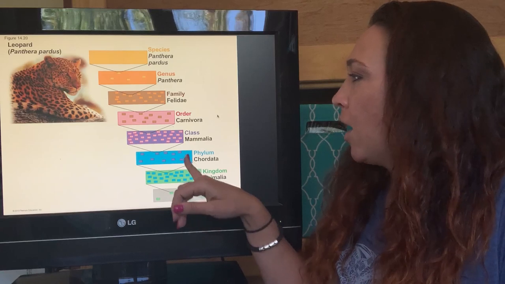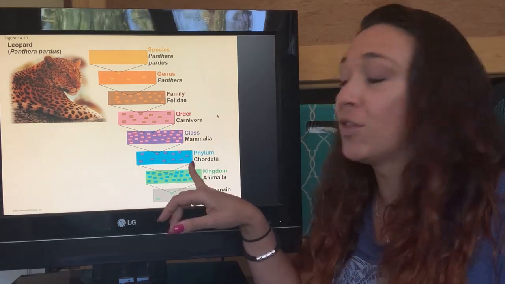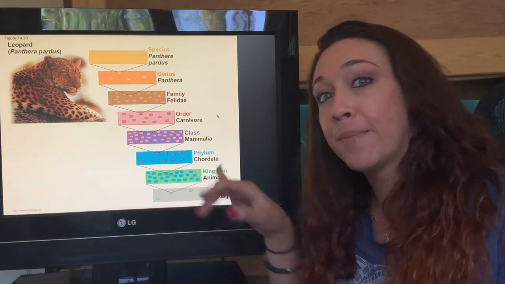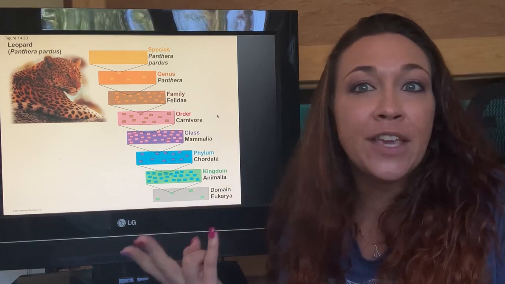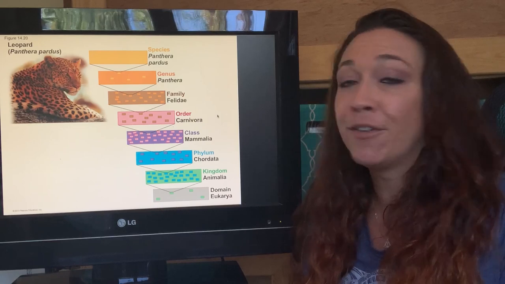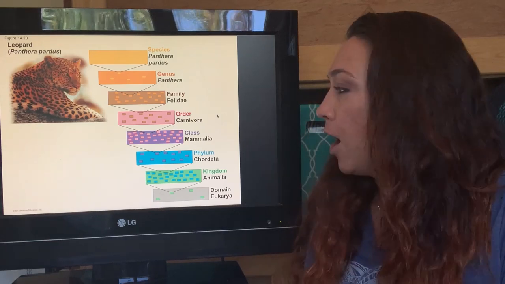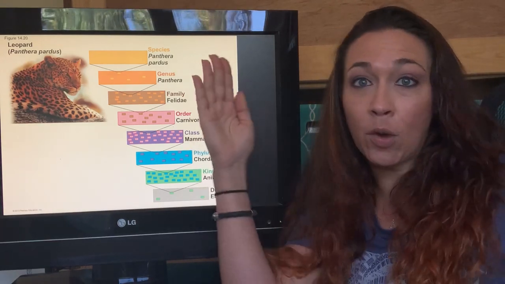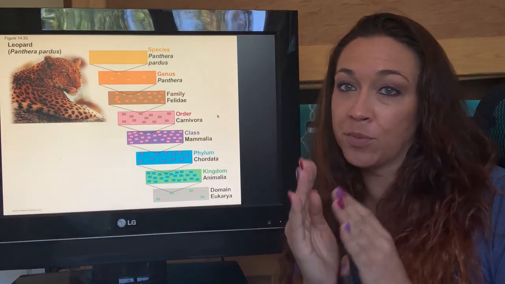I'm simplifying. All right, the class Mammalia falls under the phylum Chordata. Now we're just talking about the mammals. We're not talking about the class Aves, which are the birds, the class Reptilia, which are your reptiles, the class Amphibia, which are your frogs and stuff. We're just talking about the class Mammalia. So again, we're going really big and we're getting smaller and smaller as we drive in.